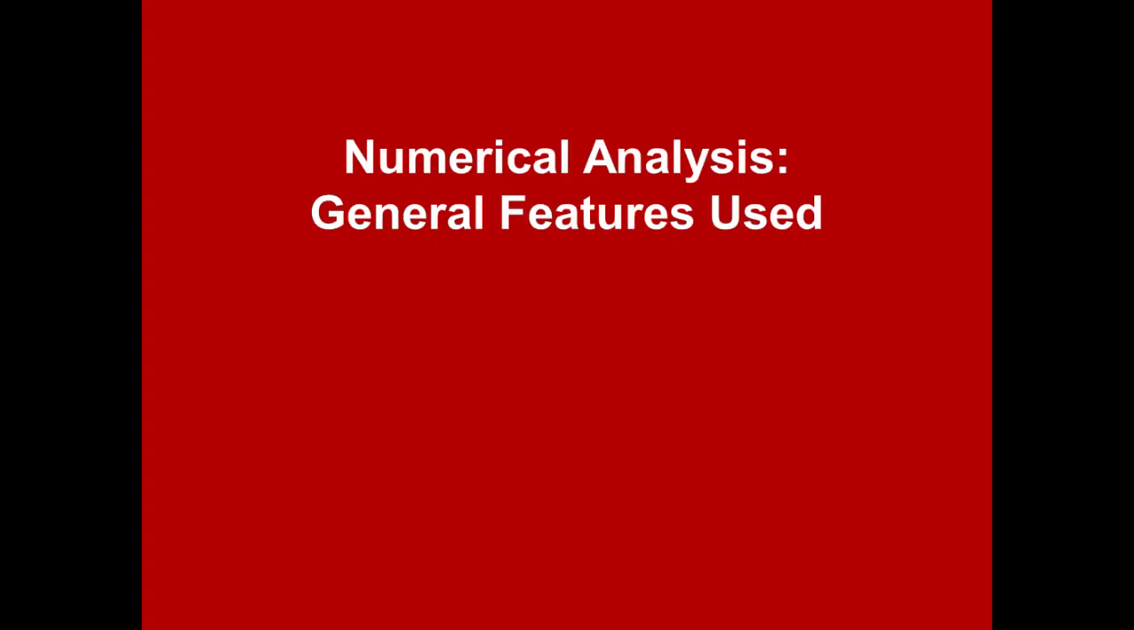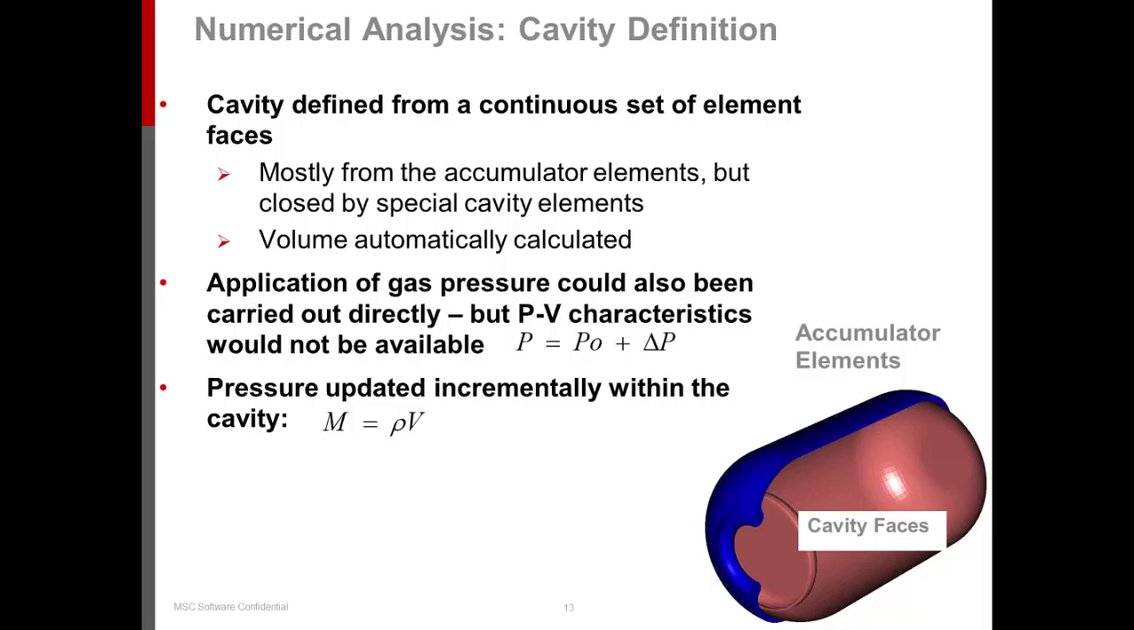So here's just an overview of some of the analysis features that we used. Because this is a 3D accumulator, we can actually use an inbuilt function in the MARC software called the cavity function. This can be run in 2D or 3D. We've used it in 3D in this case. Most of the accumulator elements are selected to be part of the cavity, and then you close off the end of the cavity using special cavity elements which are selected from the drop-down box.